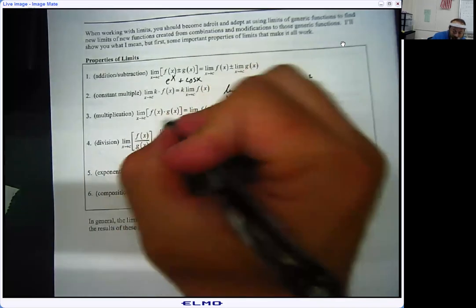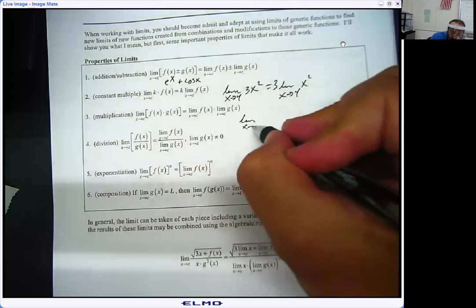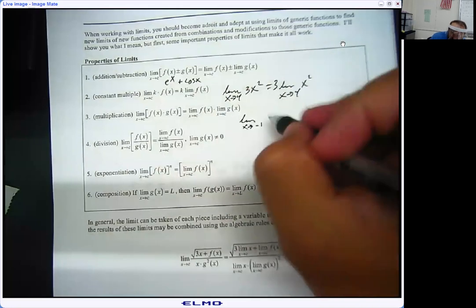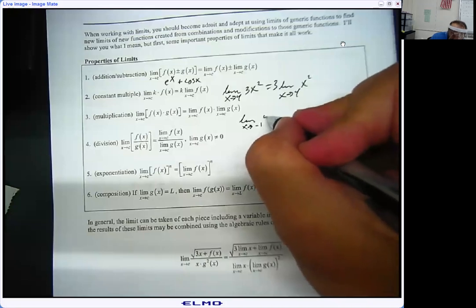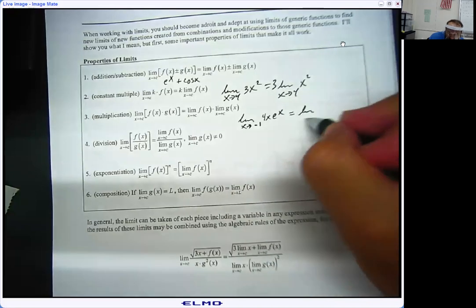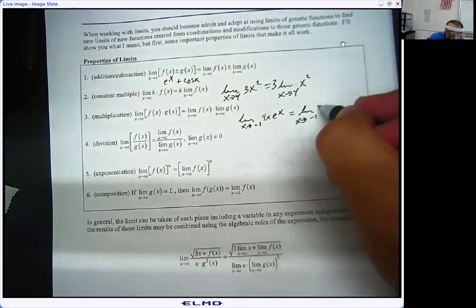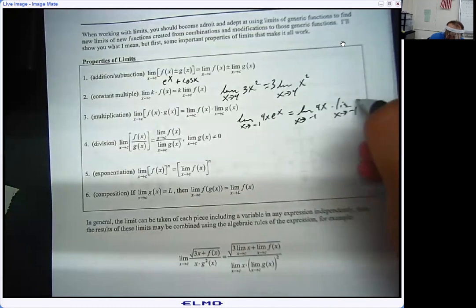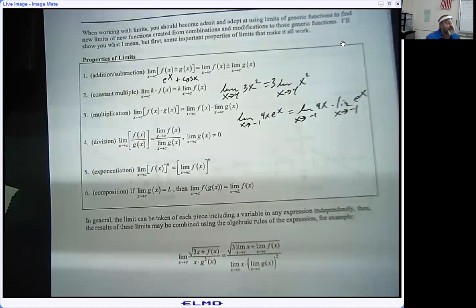Similarly, if we wanted to say what was the limit as x approaches negative 1 of something like 4x e to the x, then what I could do is break it up into two pieces and just do it in little bite-sized chunks. So if there's a product, I can do each limit independently and then multiply those two answers together afterwards.